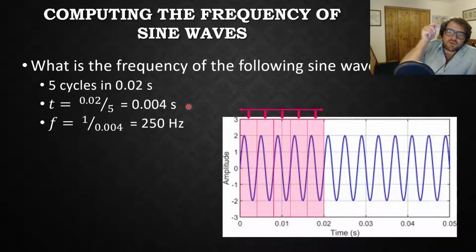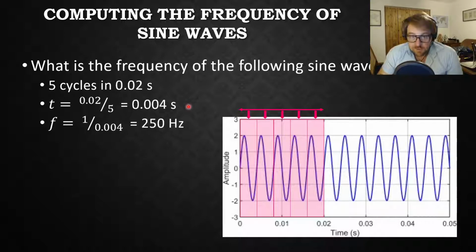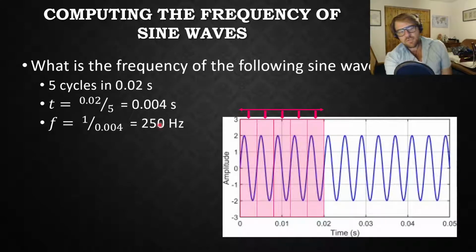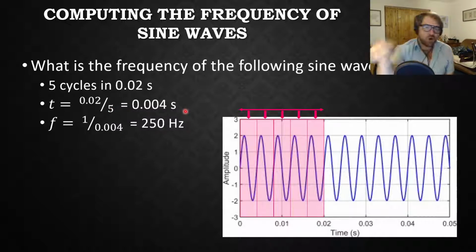That's what we're doing here too. We have an amount of time, in this case 0.02, and we're dividing it by the number of discrete things that we can actually count, which is the number of cycles. So we've got, again, 1 cycle, 2 cycles, 3, 4, 5 cycles. We take the amount of time and divide it by 5, and we end up with 0.004 seconds per cycle. One cycle takes 0.004 seconds to make a complete cycle.